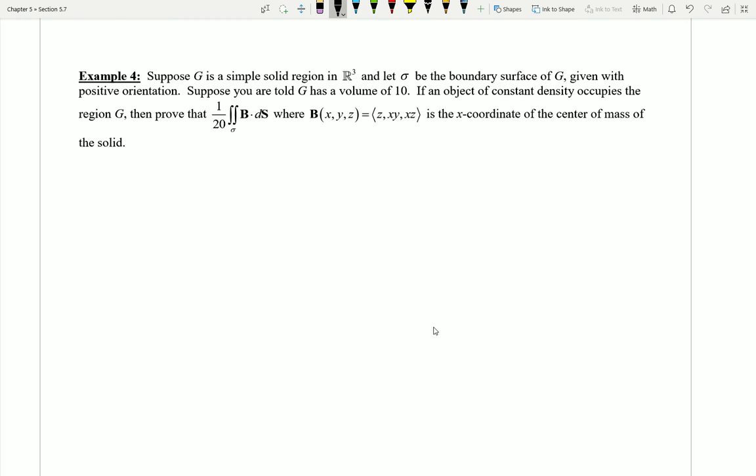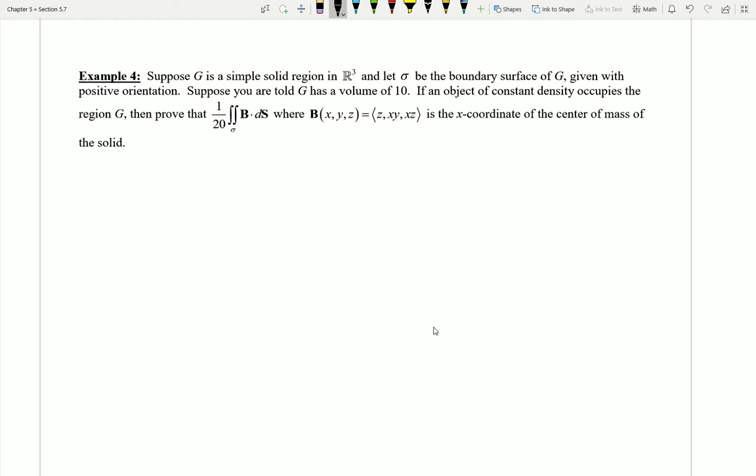All right, let's take a look here at the last example from this section. Suppose that G is a simple solid region in R3, and let sigma be the boundary of that surface. And we'll assume that that surface is given a positive orientation. So again, if sigma is the boundary surface of G and G is a solid, then it's got to be the case here that sigma is a closed surface.